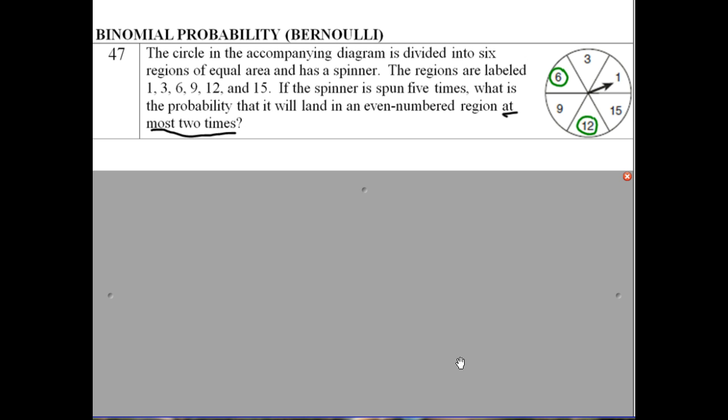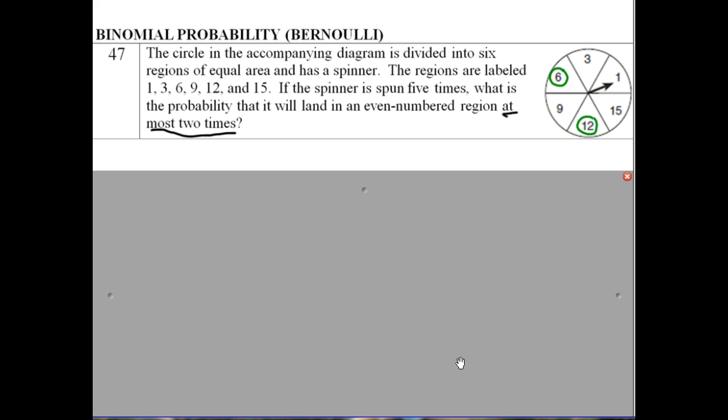Next question is a Bernoulli probability. Wants to know what's the probability of landing in an even numbered region. So it's a Bernoulli because it's a 2 outcome probability. It's either even or odd.